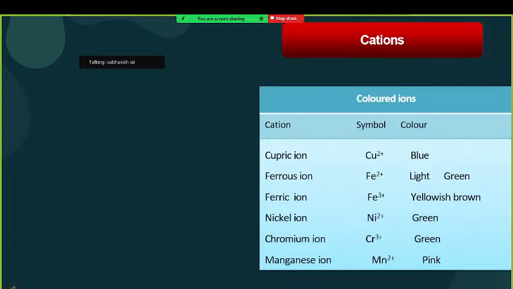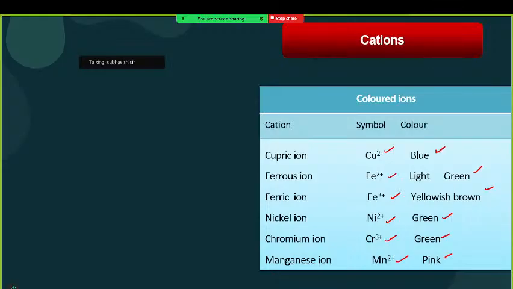Again, here you see that some of the colored salts, like salts of cupric, such as cupric nitrate or cupric sulfate, are blue, or salts of ferrous are generally light green. Salts of ferric are yellowish brown. Nickel is deep green. Chromium is also green. Manganese or manganic are pink or purple in color. So some cations are colored in nature.